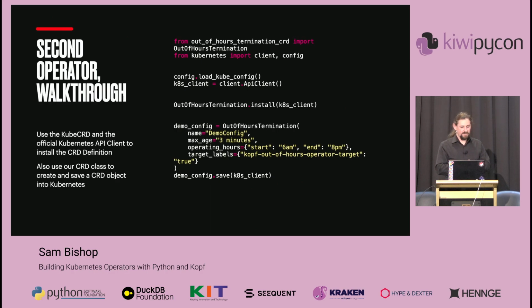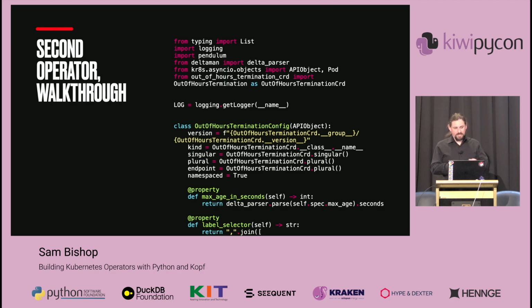We've got our demo config instance. We give it a name, demo config. We say 3 minutes. We say that it's going to run from 6 till 8. And then we're going to give it a name so that it can actually find which ones are valid to kill. We're just going to use that Kopf out of hours operator target true. Got to pick a name. And then we save that. And now that exists in the Kubernetes cluster. That has gone and made a custom resource for us, which we can now use to actually drive some logic.